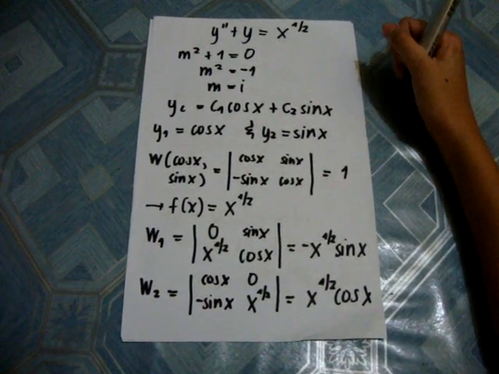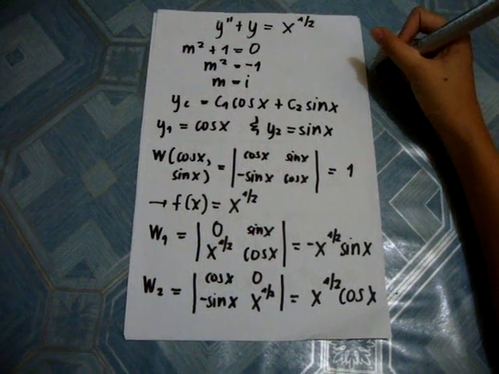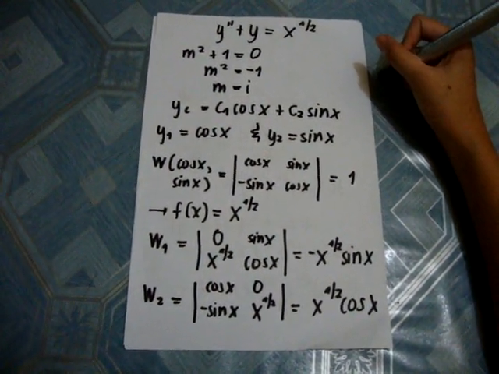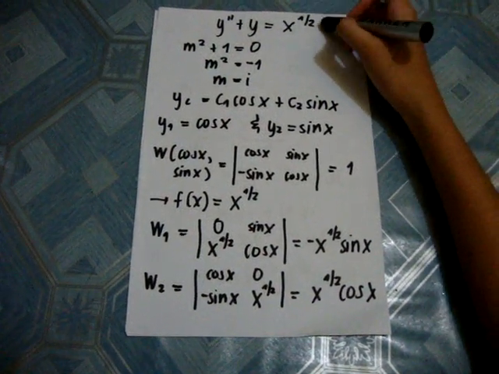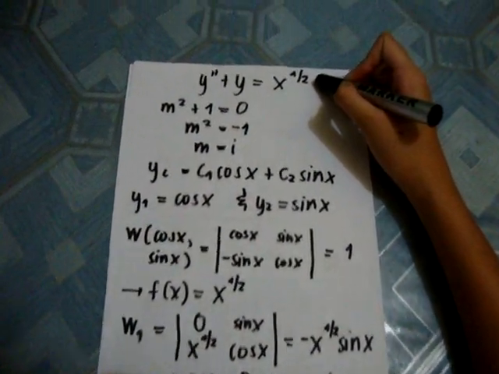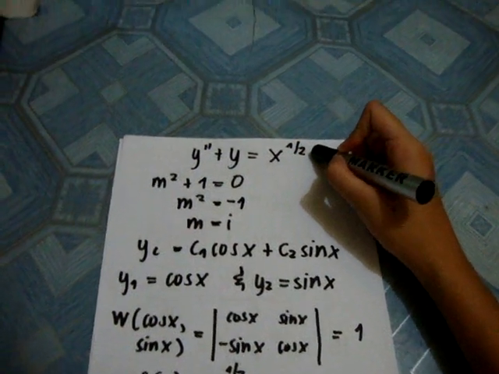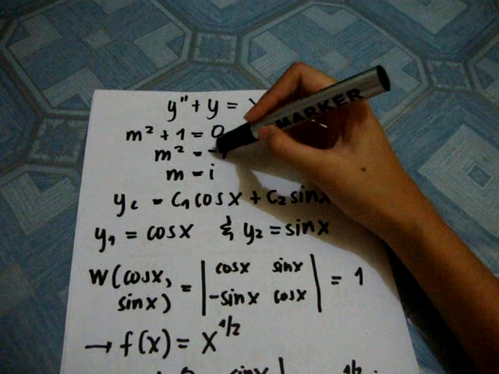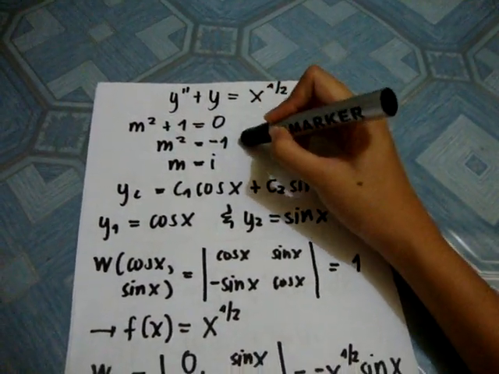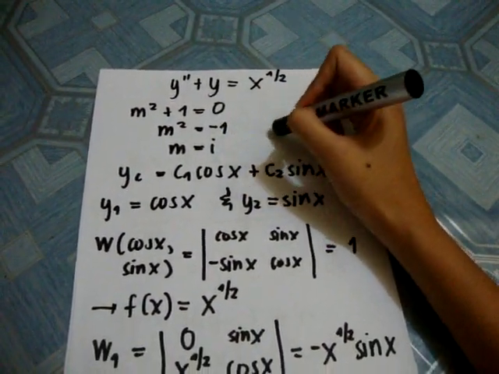Now, next problem is, using the method of variation of parameters, find a particular integral of the equation y double prime plus y is equal to x raised to 1 half. From the auxiliary equation, we have m squared plus 1 is equal to 0, and we will have m squared is equal to negative 1, which is equal to m is equal to i.